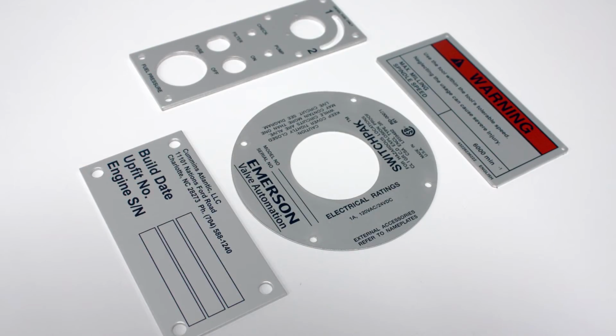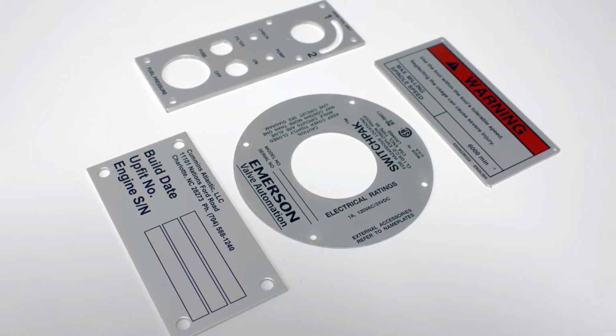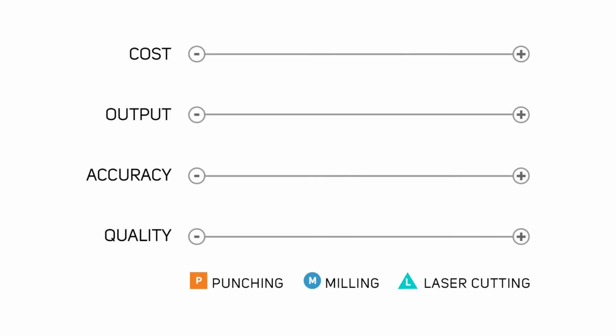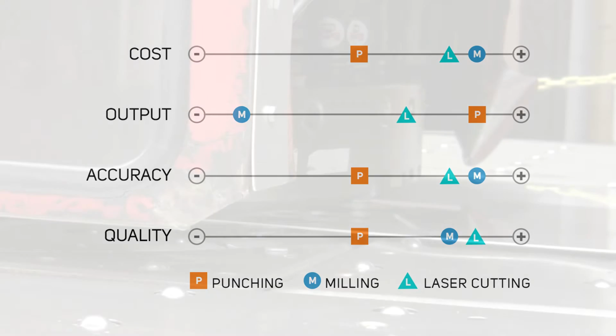As you can see, each of these methods employs distinct equipment that may create distinctive characteristics on finished parts. This chart provides a general comparison of these fabrication methods as they relate to cost, output, accuracy, and quality. Variables such as substrate, material thickness, tolerances, quantity, and lead time help determine which will be the most cost-effective method while delivering the accuracy and quality you require.